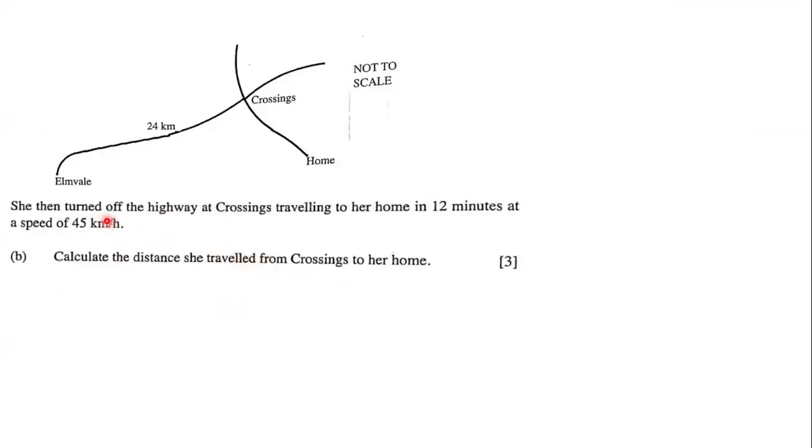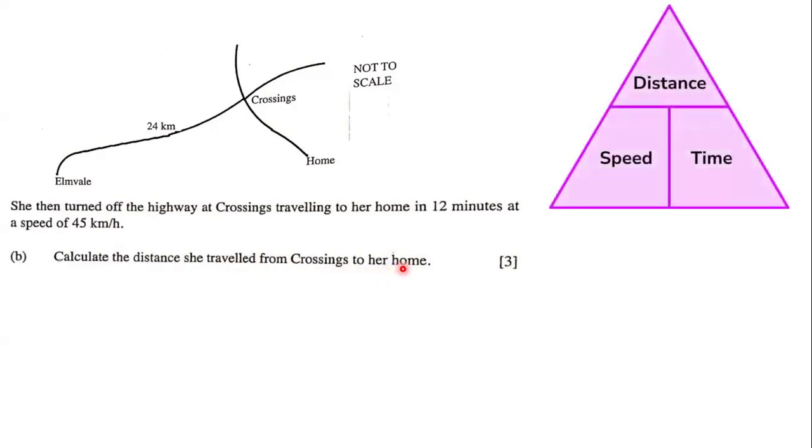Next, it says that she turned off the highway at Crossings, traveling to her home in 12 minutes at a speed of 45 kilometers per hour. Calculate the distance she traveled from Crossings to her home. Okay, so the first thing we're going to do is look at the distance, speed, and time triangle, so that we can get the formula for distance, because we want to figure out the distance that she traveled.